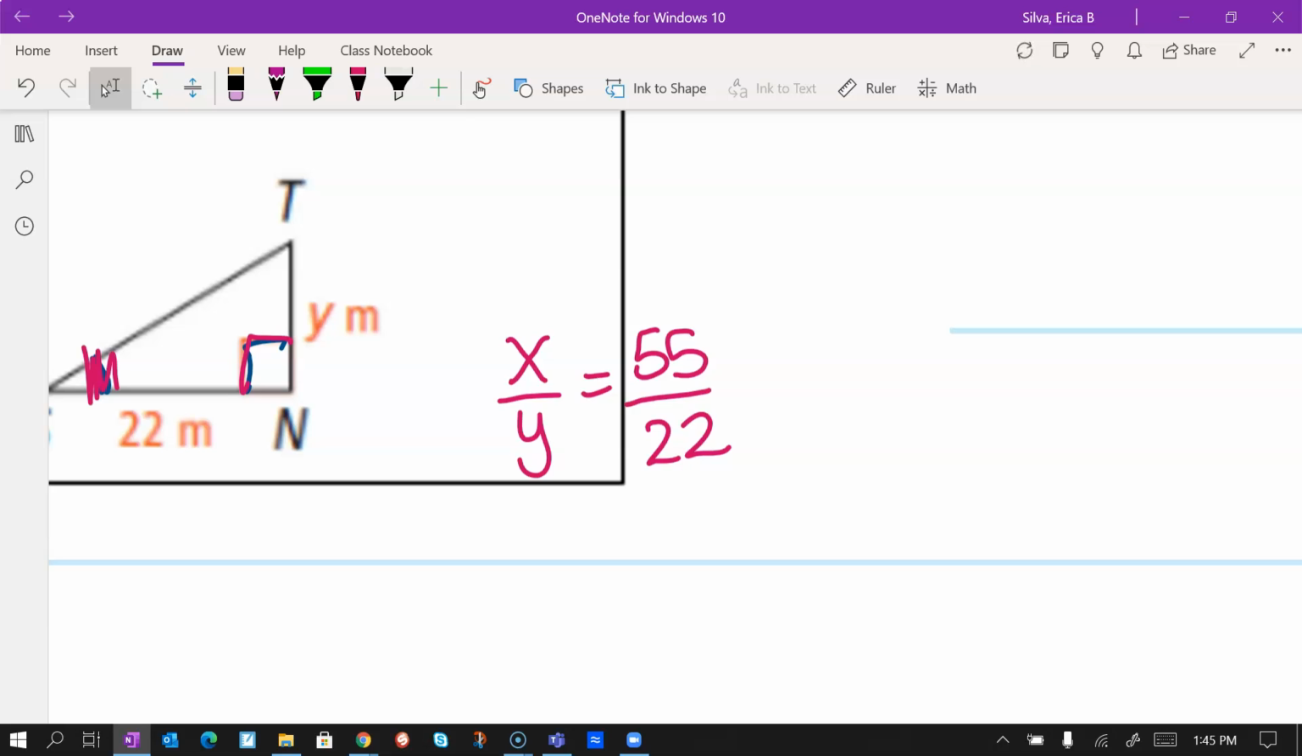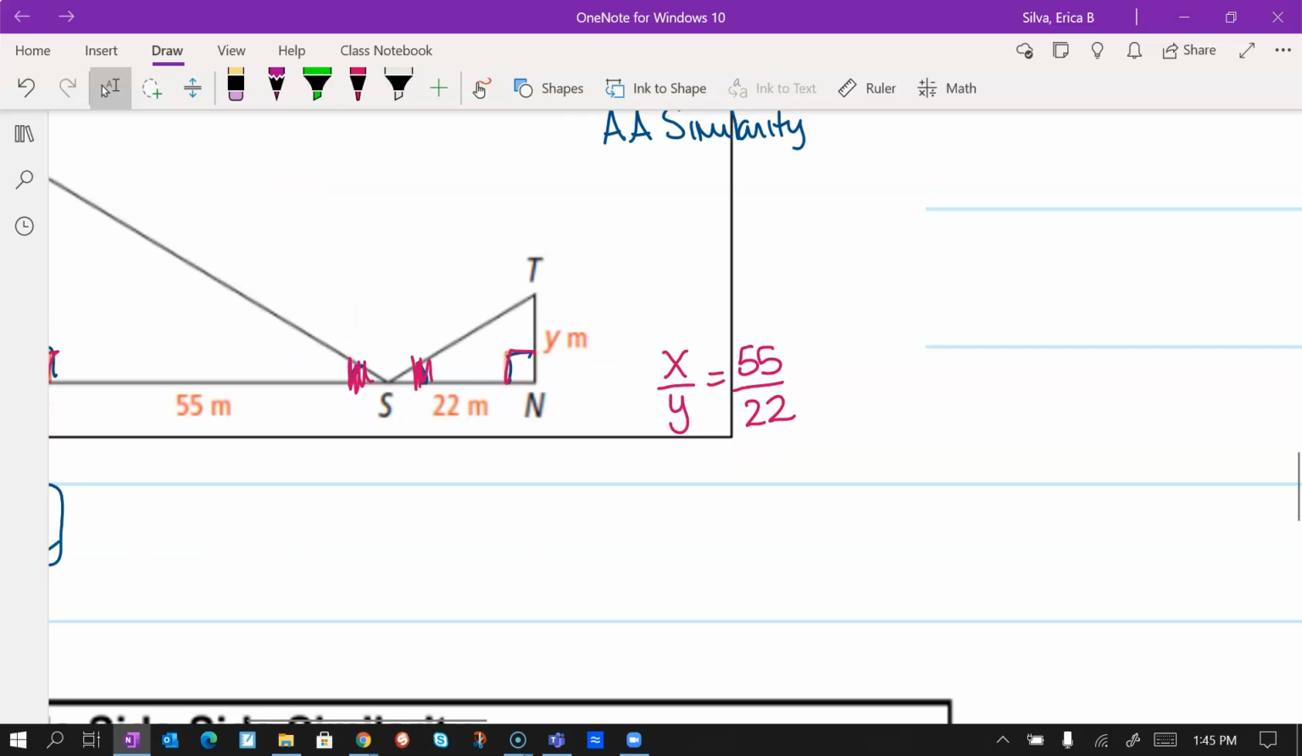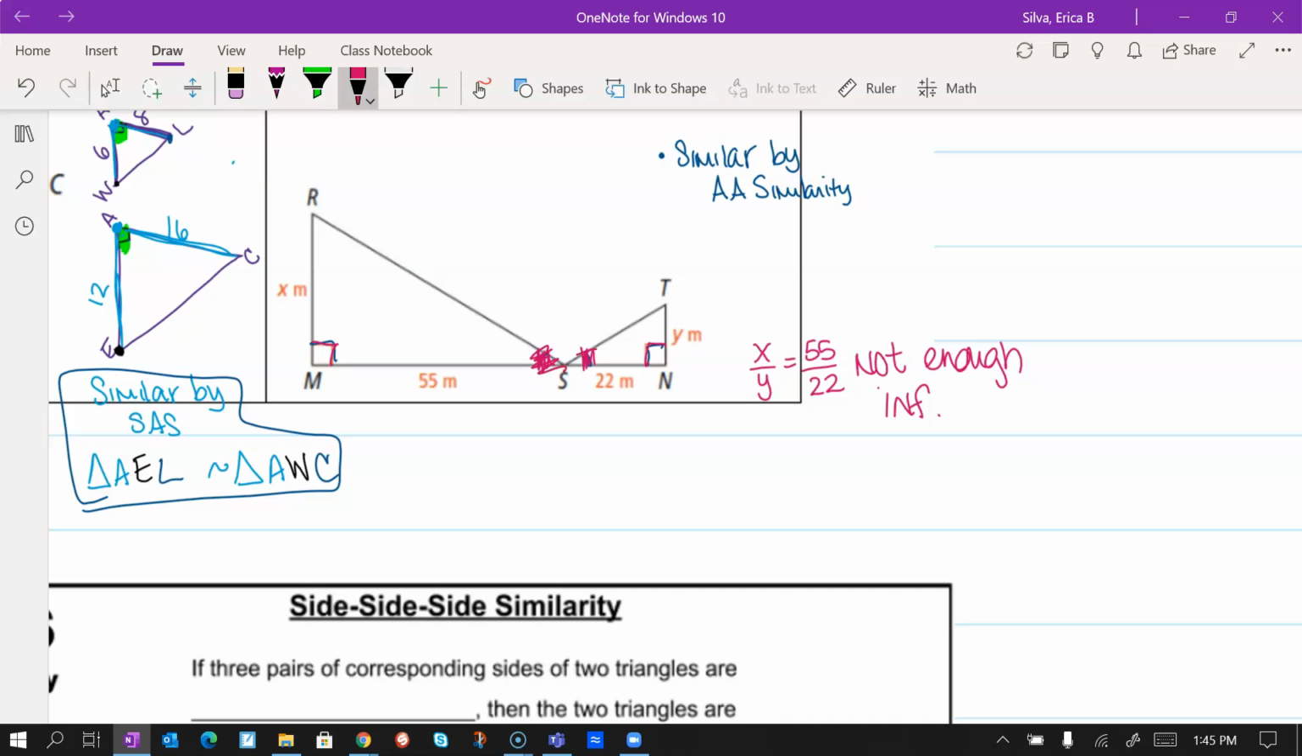Determine them similar by side angle side. Do we know what X is? No. Do we know what Y is? No. So can we say that they're similar? No. So in this case, we would not have enough information. And that's only if these angles were not congruent to each other.